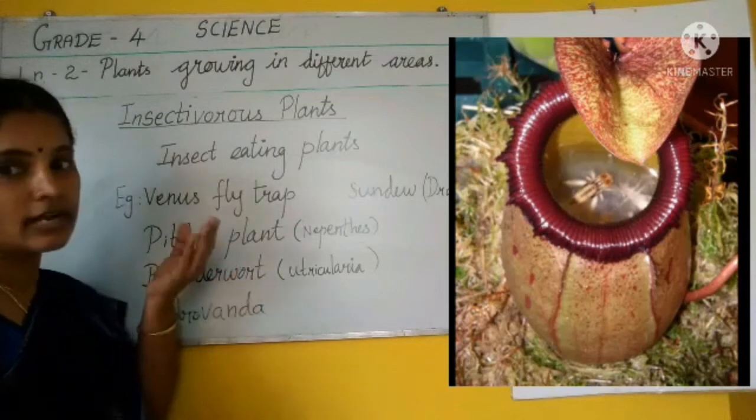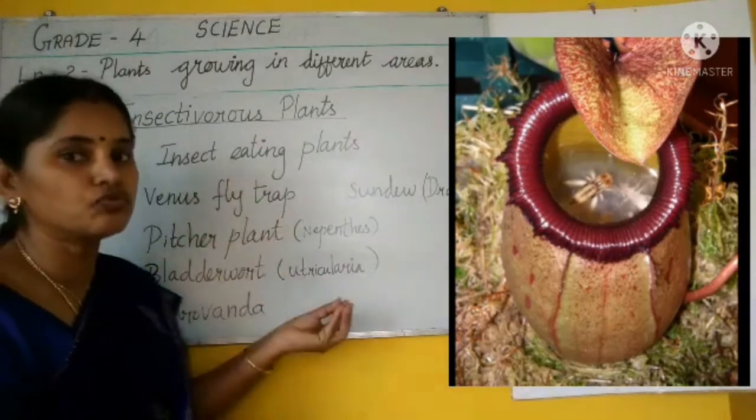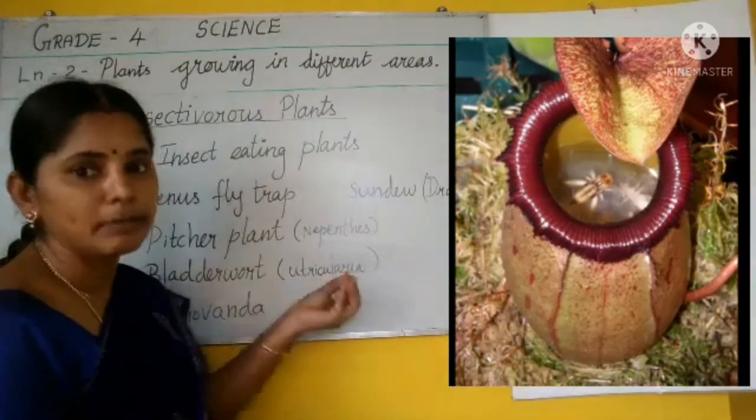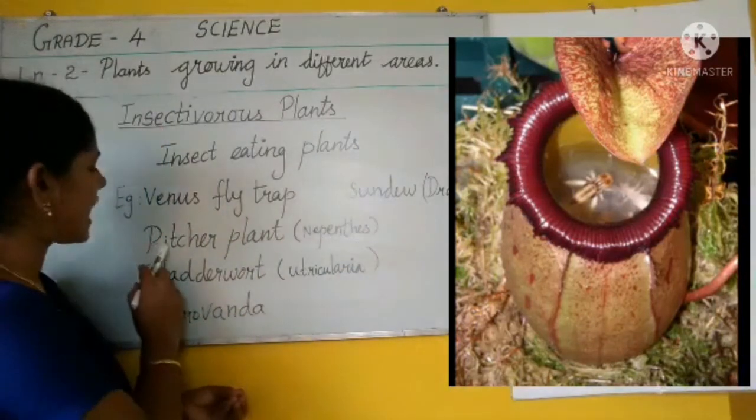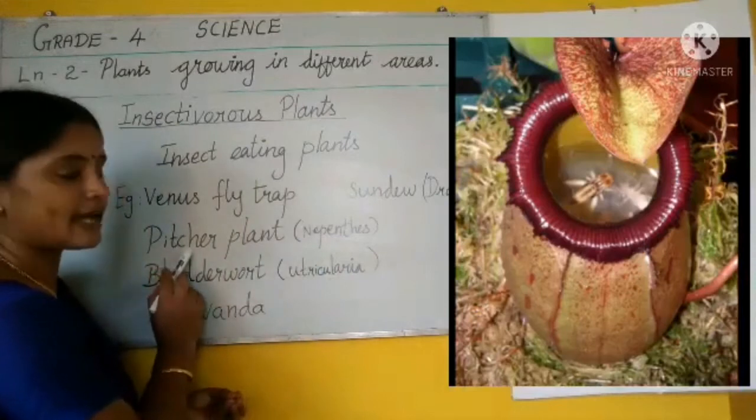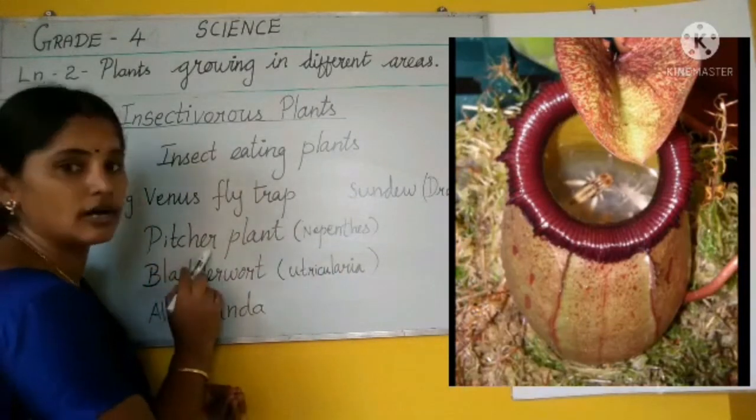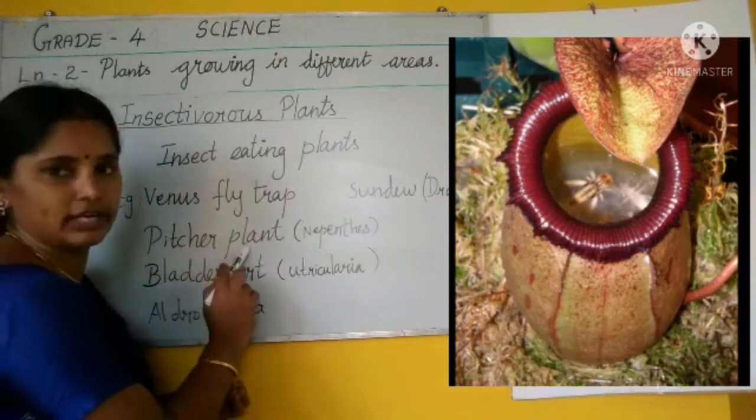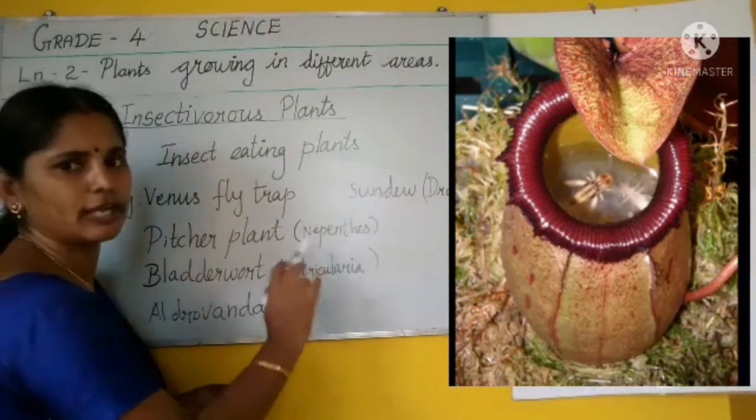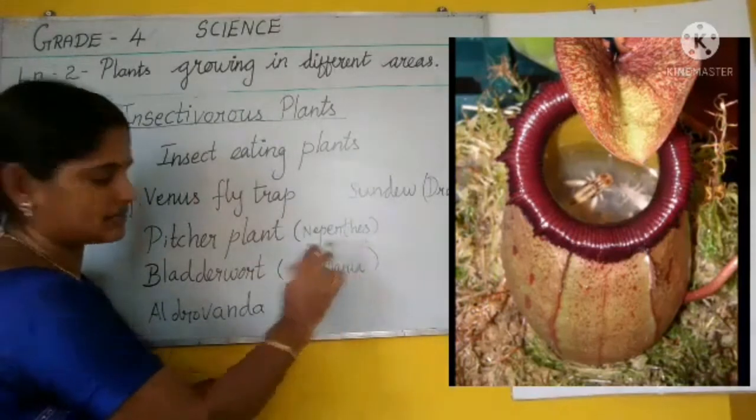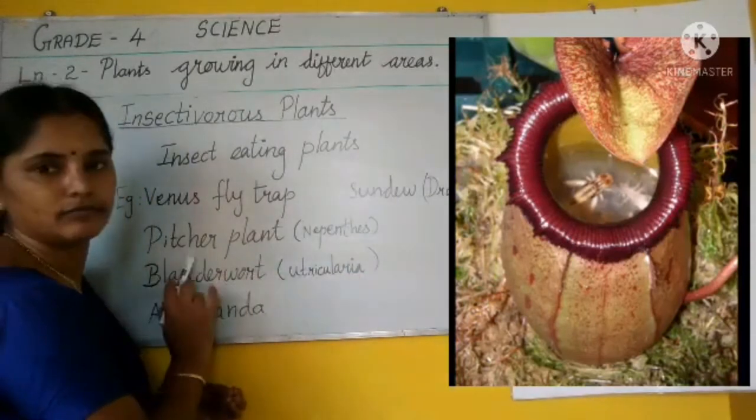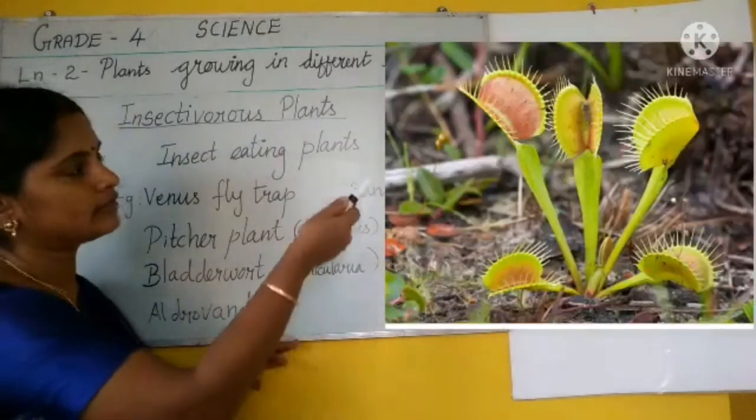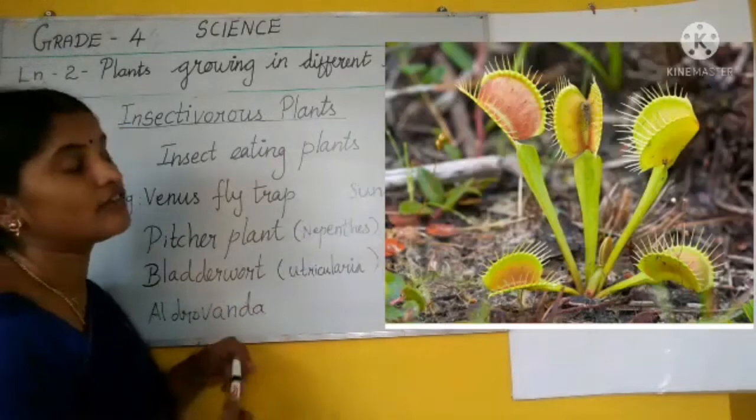Okay, whenever you come across new words, you have to say them again and again. Repeat after me. P-I-T-C-H-E-R, pitcher plant. See, this is only given in our book. This is a scientific name, no need to memorize it. For this pitcher plant, you memorize the spelling. Clear, children?